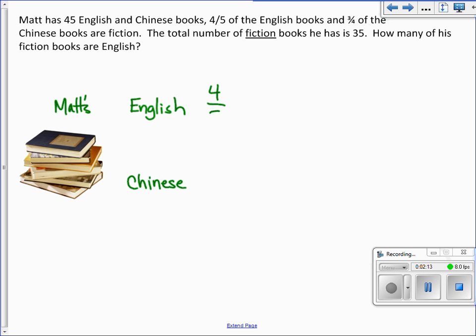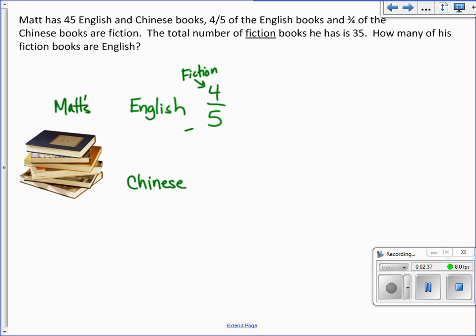So let's really stop and think about that fraction. What does the 4 represent in the 4/5 of them? What does the 4 tell us about his English books? Very important. Yeah, it tells us how many of them are actually fiction.